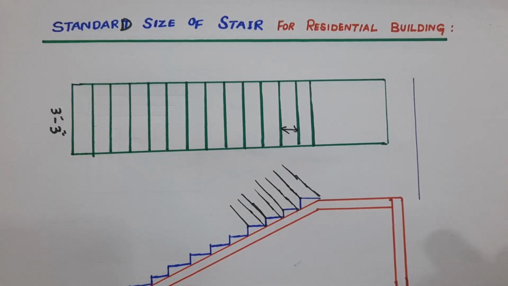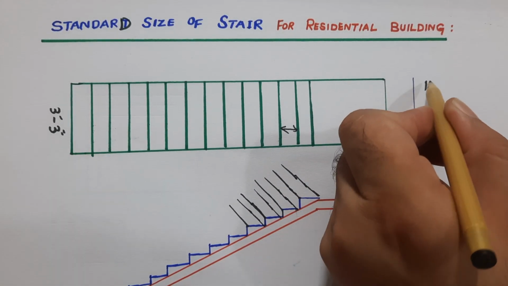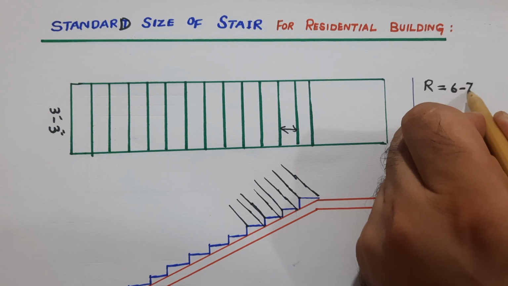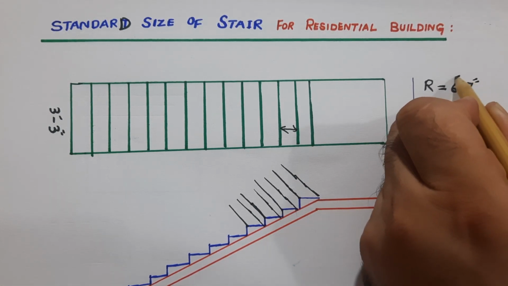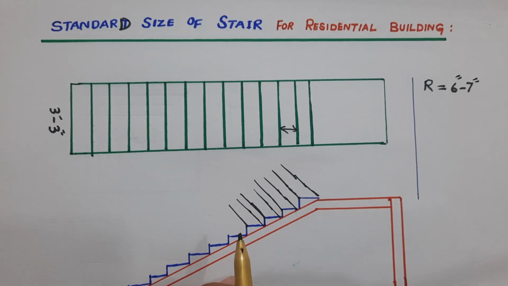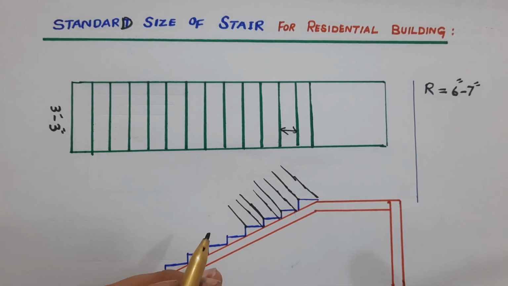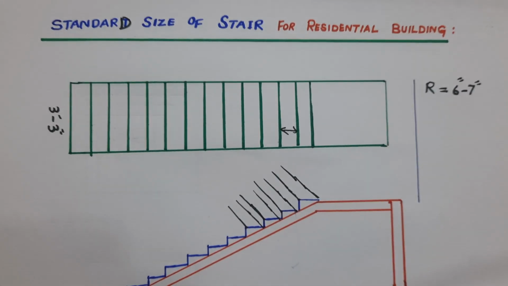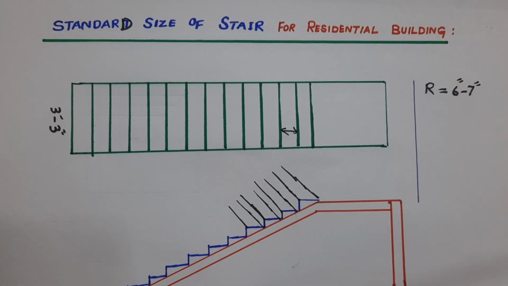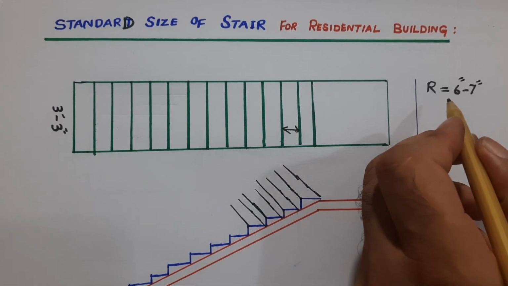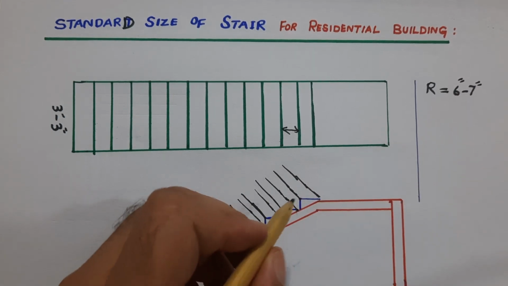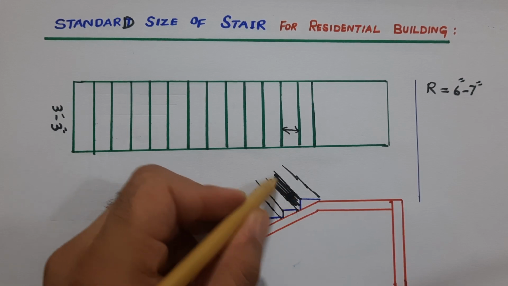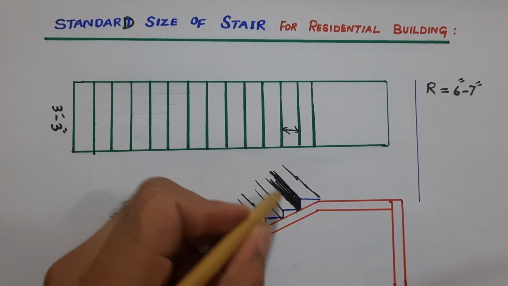If you see, guys, the riser should not be more than 6 to 7 inches for a normal residential building. If you increase it to 7.5 or 8, you will face more problems, because in a normal residential building we have children and others, so it is not suitable for using the stair. Therefore, normally the riser should not be more than 6 to 7 inches. And the riser is this one, guys, you can see this one. This is the riser.